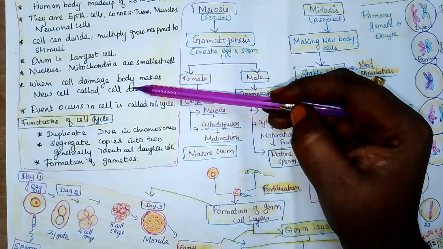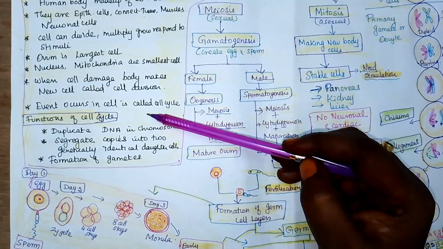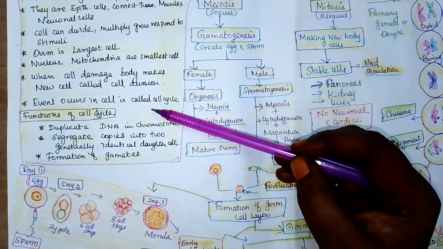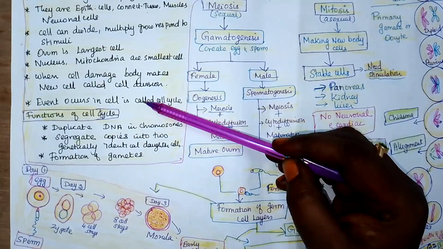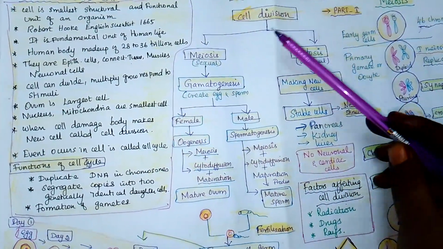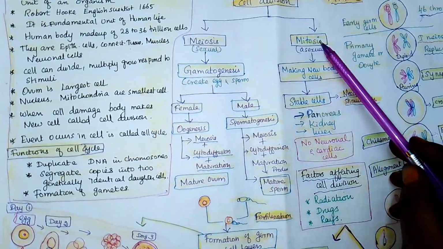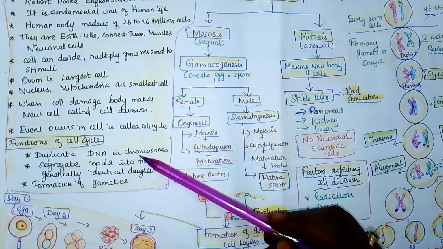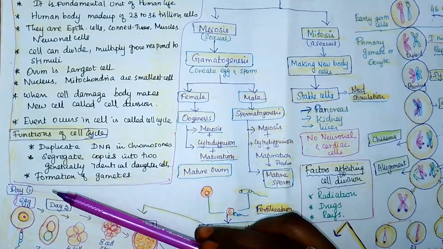When cells are damaged, the body makes new cells. This is called the cell cycle. What is the cell cycle? The cell cycle is the series of events that take place in the cell. It takes place in two forms: meiotic cell division and mitotic cell division. Whatever it may be, the cell's function is to duplicate the DNA and chromosomes and segregate the copies into two genetically identical daughter cells, right?